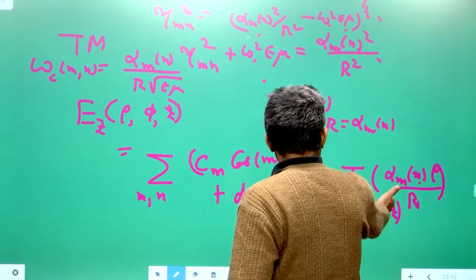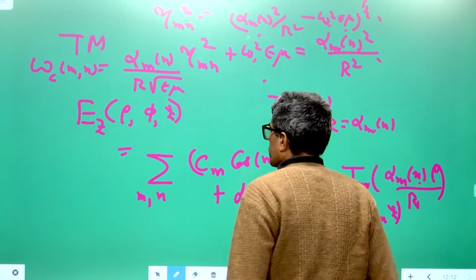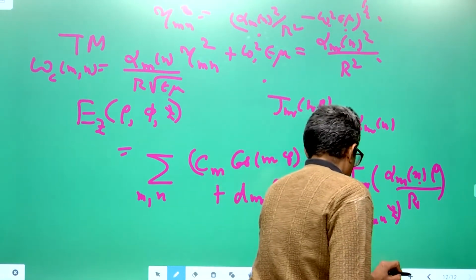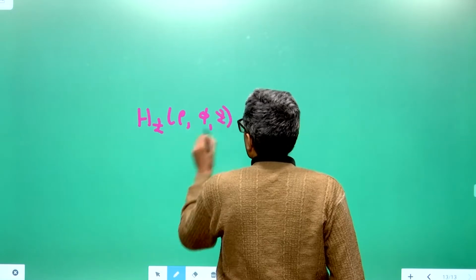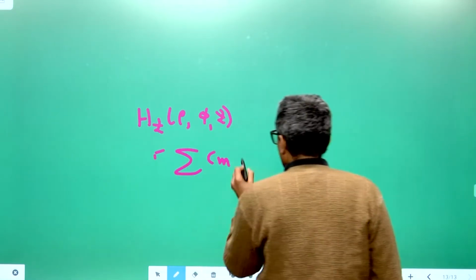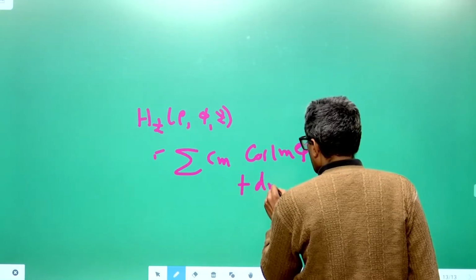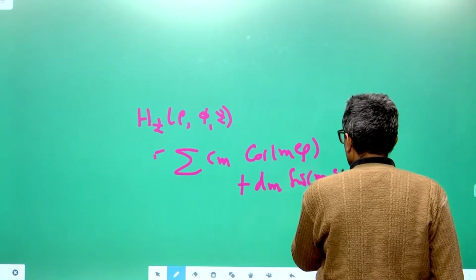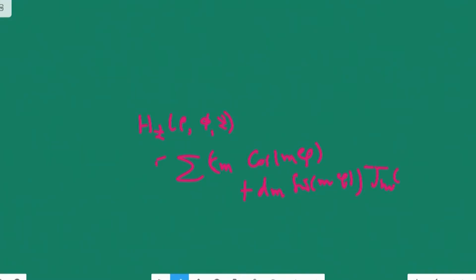So you get the complete solution to the transverse magnetic mode. Likewise, for the transverse electric mode, you will get Hz of rho, phi and z of the form some Cm cos m phi plus Dm sin m phi, multiplied by Jm of beta mn by R into rho, summed over m and n. This is the transverse electric mode.